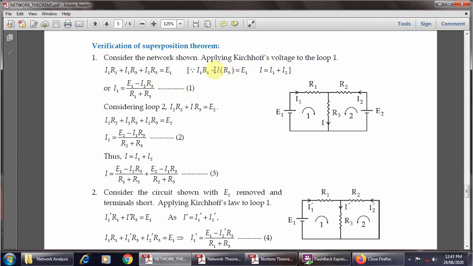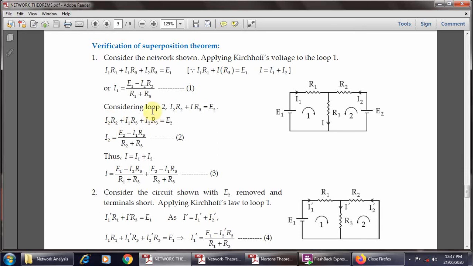Then I1 should be calculated. Here, I1 is equal to I minus I2, this equation should be given as I minus I2. Therefore I1 is equal to E1 minus I2 R3 upon R1 plus R3. In this way we have calculated this equation. This is equation number 1.